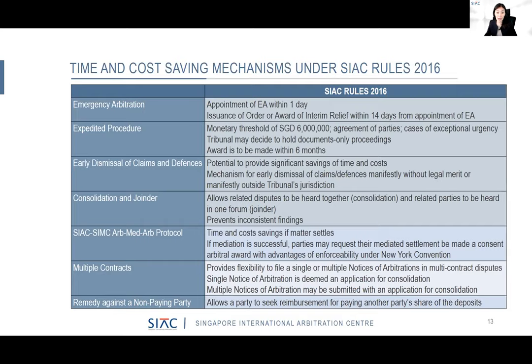As earlier discussed, this consent arbitral award will have the benefit of enforceability under the New York Convention. Now, if mediation is unsuccessful, parties may go back to their already constituted arbitral tribunal and proceed with the arbitration. And that's really a brief insight of SIAC.